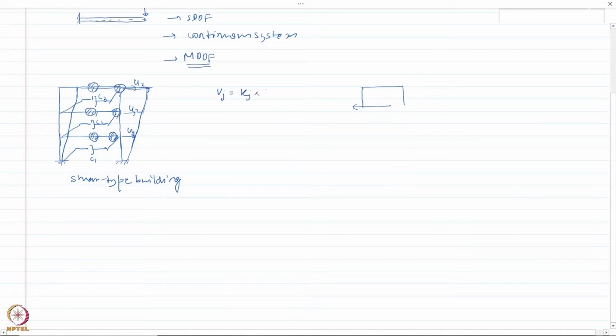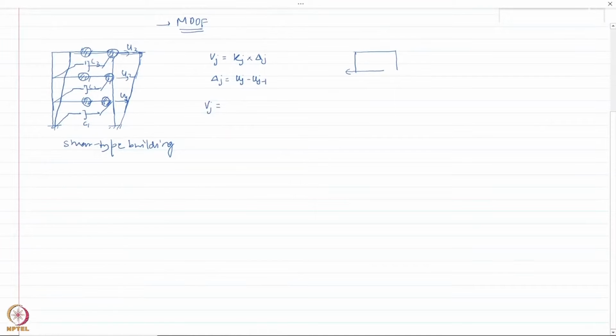Okay, kj times the story drift, and story drift is nothing but deformation at level j minus deformation at the story below that, so uj minus 1. So this is the stiffness contribution. Similarly, we can also find out the damping contribution to the story shear as cj times the story drift velocity, let us call it. So cj times uj dot minus uj minus 1 dot. Okay, this is the velocity.